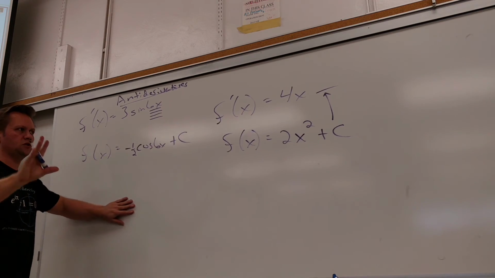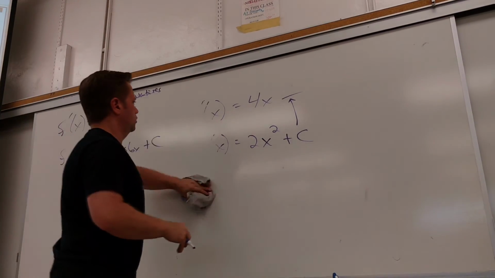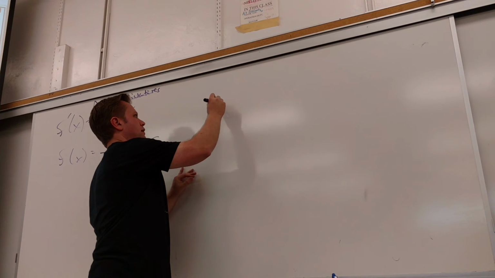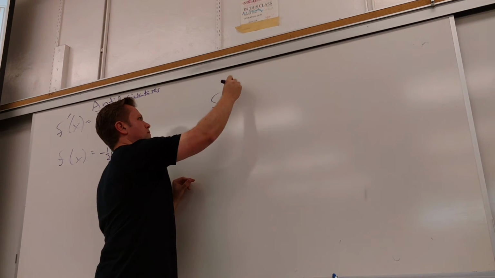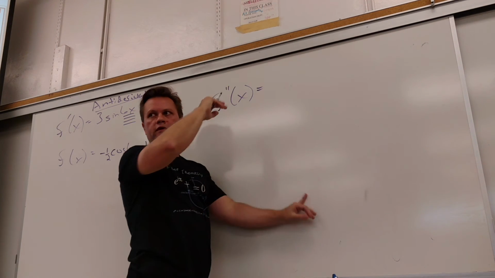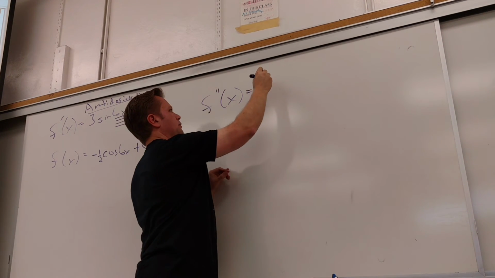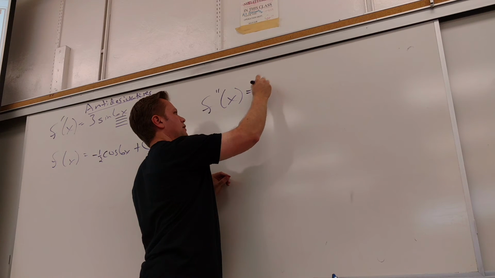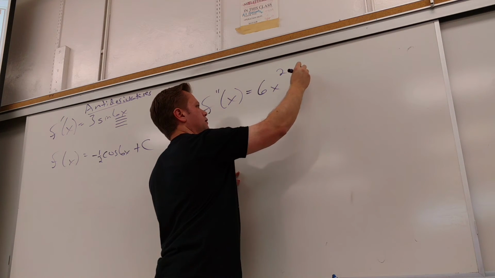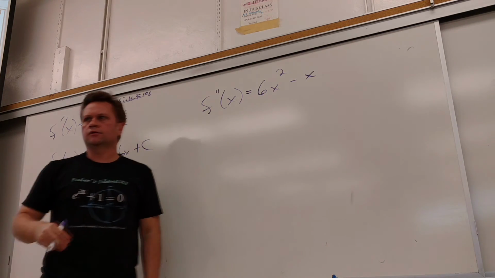You ready? So let's push this a little bit. Let's say I know that f double prime of something, and this is more like the bonus, let's say f double prime of something is 6x squared minus, let's make it gross, minus x.